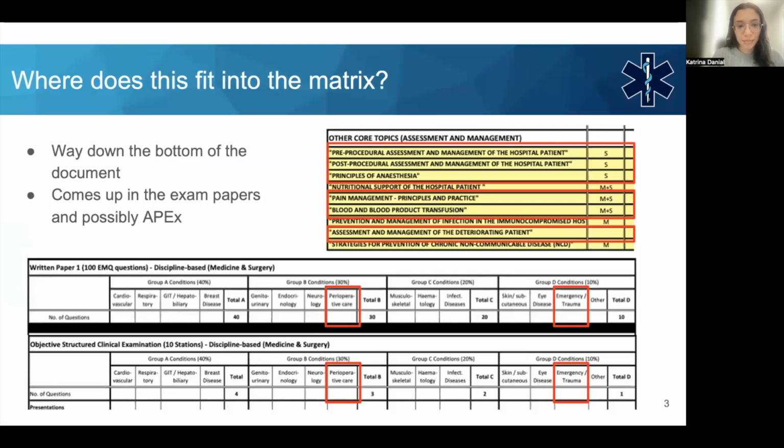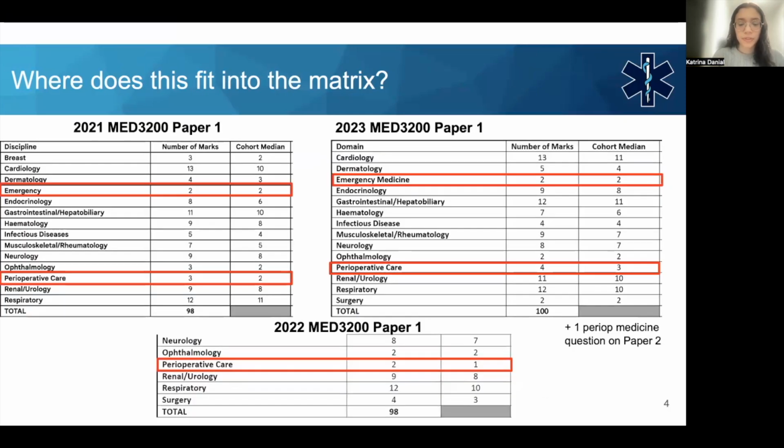This is actually part of the matrix. It's not really taught as well as the other conditions, I would say, in 3rd year, but it comes up on exams and you'll start to see it in the hospital, in theatre, etc. Here you can see this is from the paper last year. There were 2 questions on emergency medicine and about 5 questions combined on the 2 papers on periop medicine as well. So it comes up on the exams.